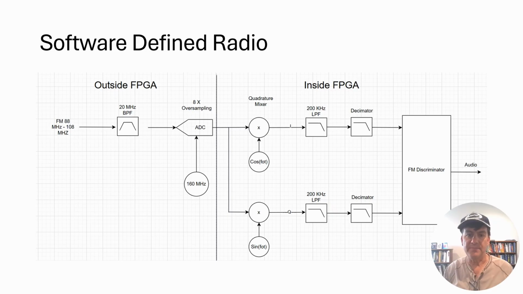Inside the FPGA, mixers are used to separate the signal into two quadrature channels known as I, in phase, and Q, quadrature, using LOs that are 90 degrees out of phase. Since FM channels occupy 200 kHz bands, a low-pass filter selects a single channel determined by the LO frequency F0. Because the 160 megasamples per second sampling rate is much higher than needed for audio, decimation filters reduce the sample rate. Finally, the signal passes through an FM discriminator or demodulator to recover the audio.